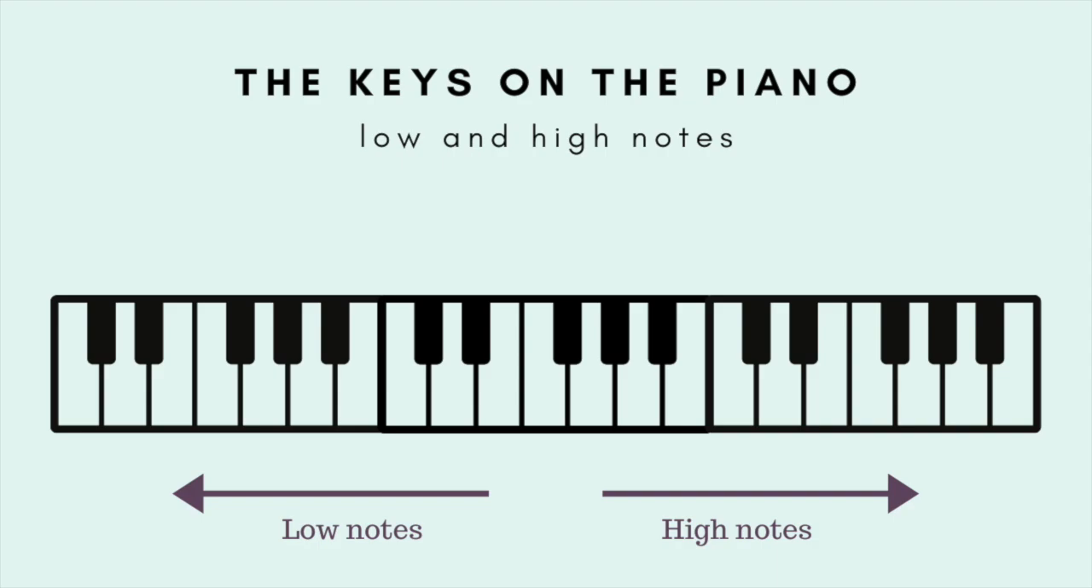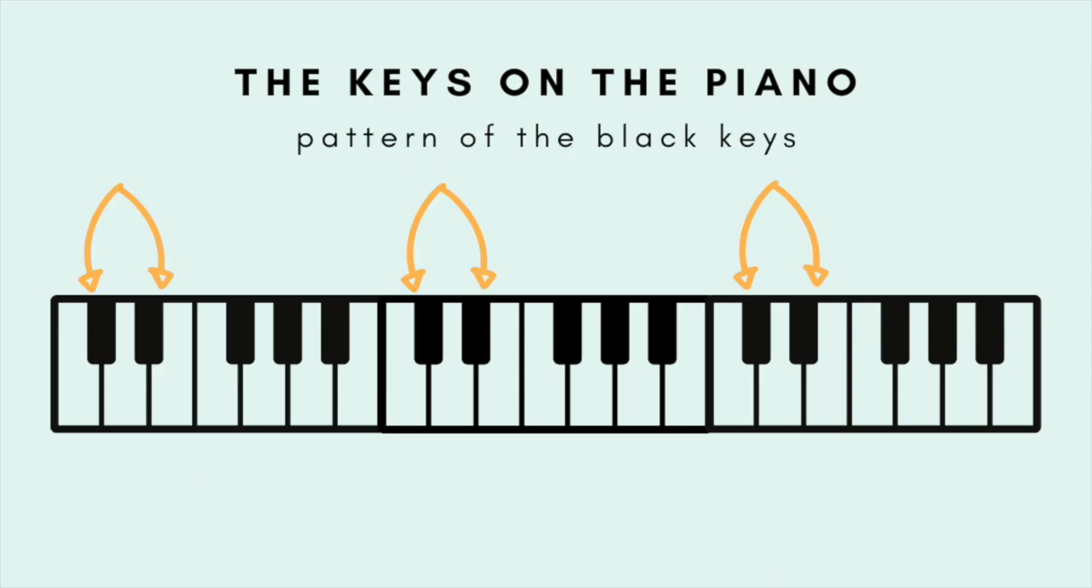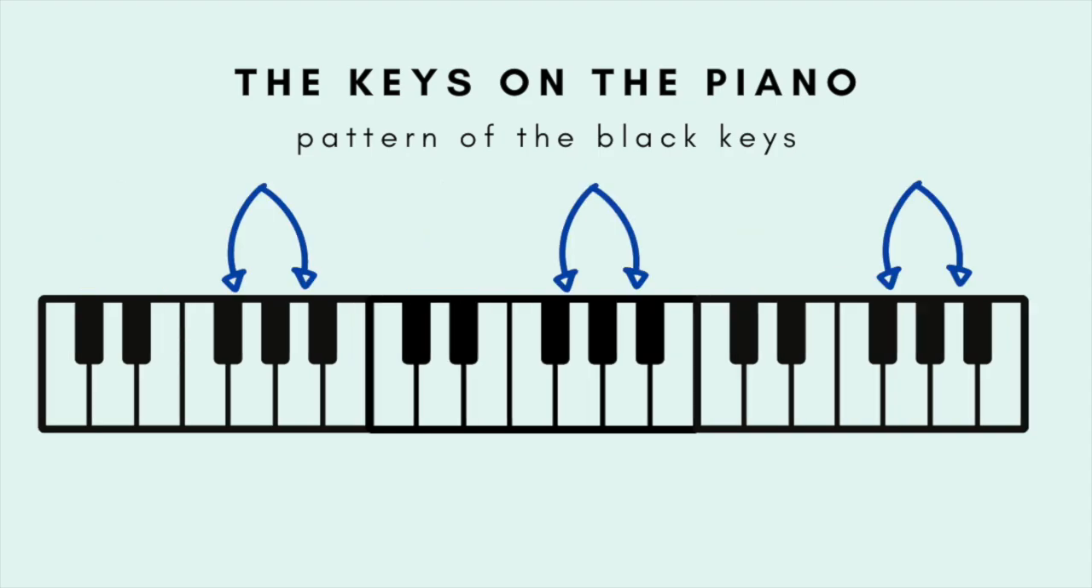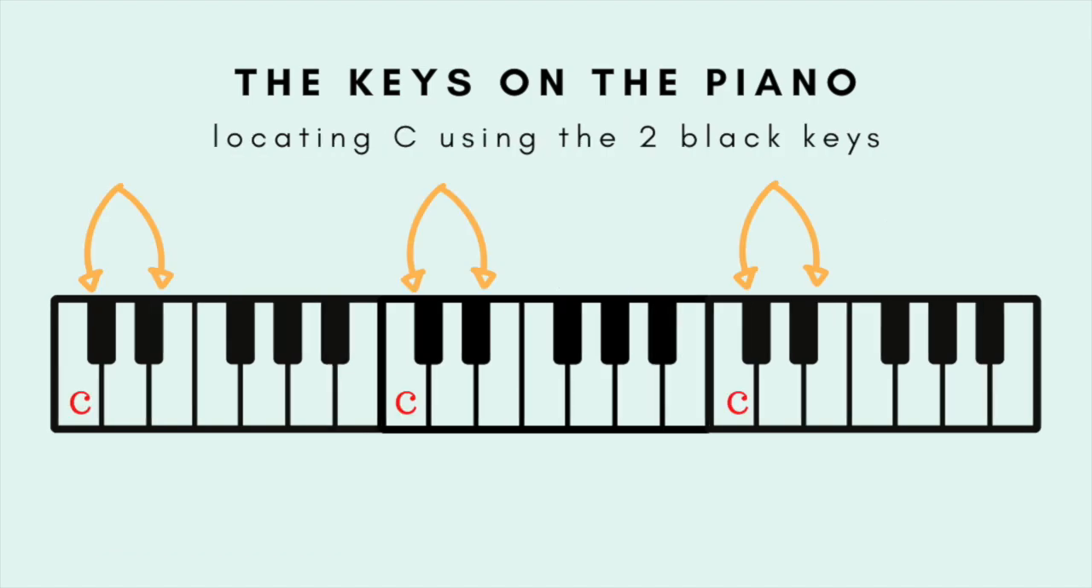Now the piano is made up of black and white keys, and the black keys have a pattern of 2s and 3s. So you see the pattern of 2s here and the pattern of 3s here. This pattern is very important because it helps us learn notes on the piano. And the 2 black keys specifically help us find C.